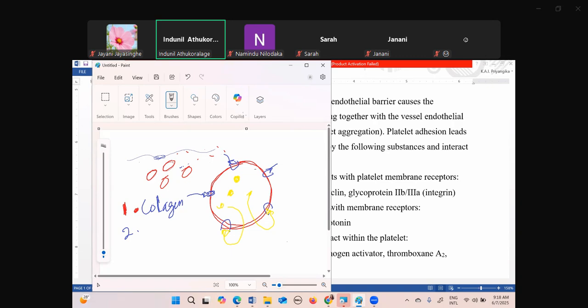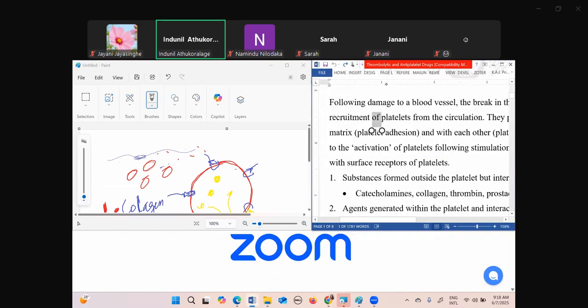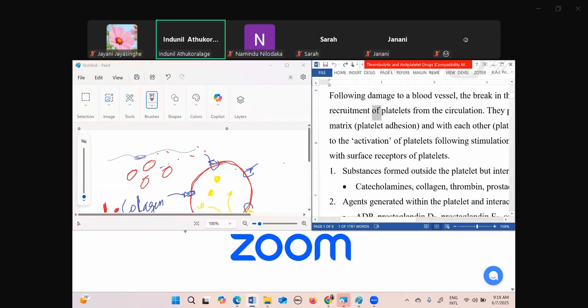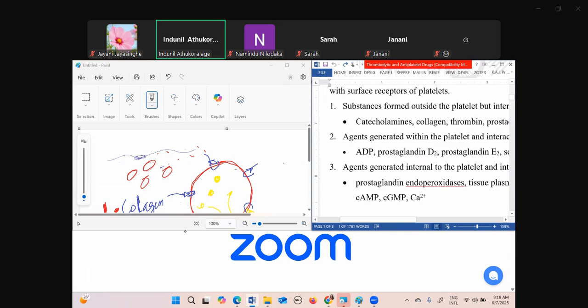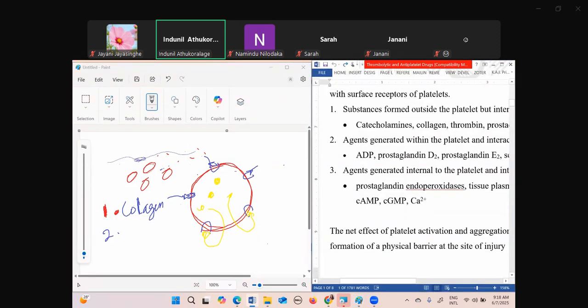Can someone give examples for that? Can someone give an example? Can you all see now? Can you give an example for the second type?